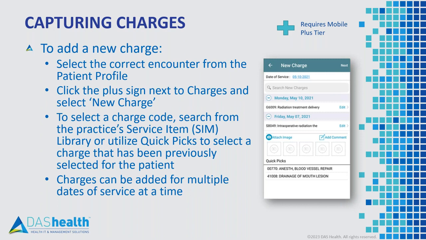If a provider does need to add charges for multiple dates of service at one time, they can repeat this process by clicking that date of service field up at the top of the screen, and they can choose a new date and just continue to repeat until they've entered all the charges they need to.